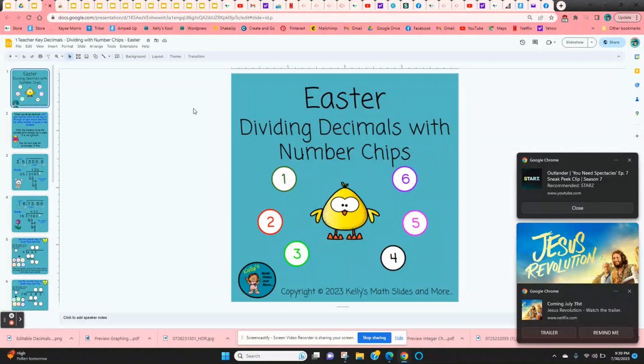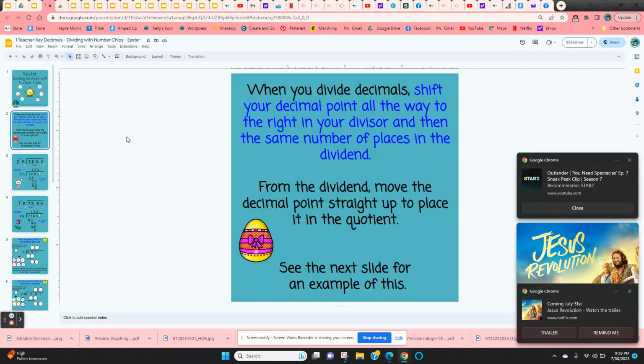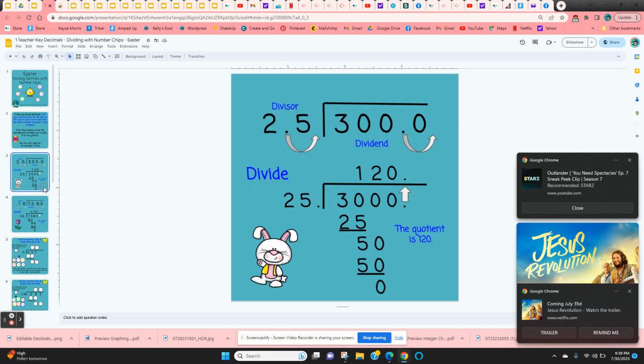Dividing decimals with number chips. This is the Easter version. So it starts with explaining to the students how to shift the decimal point when they're dividing. And then it gives a couple of examples of how to do this.